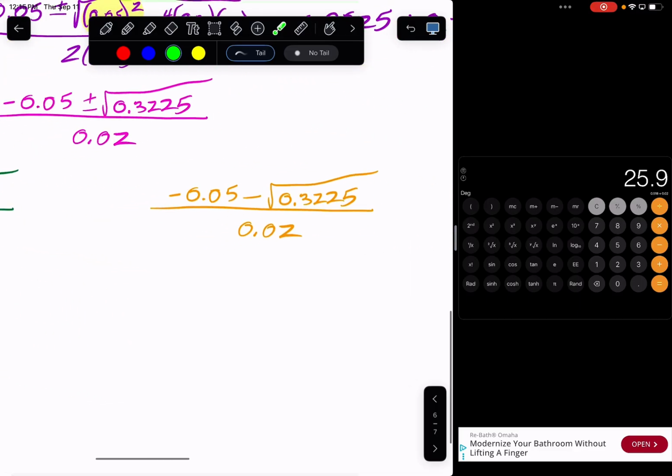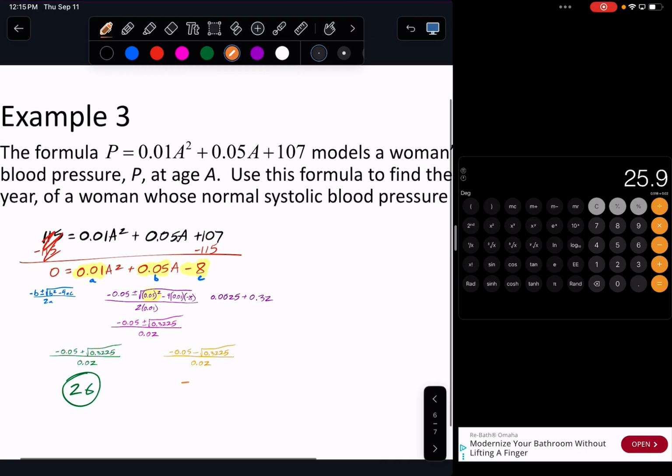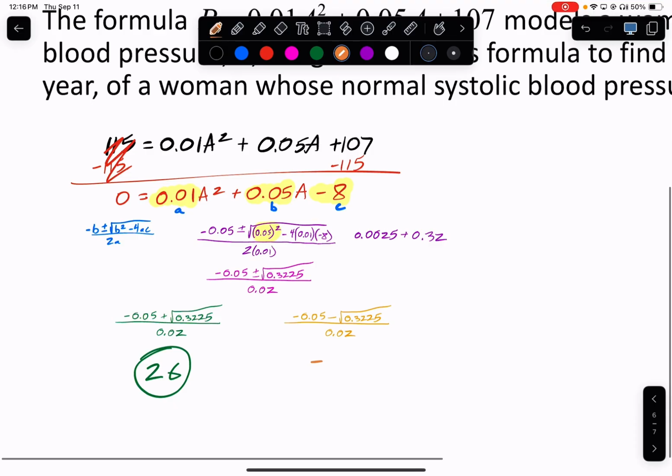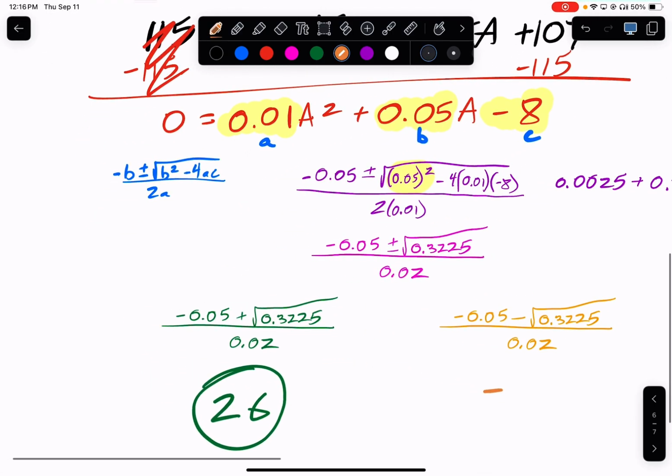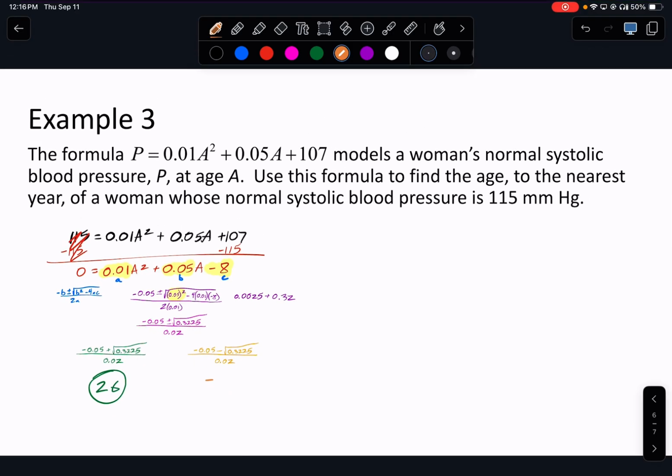Okay, the other one, here's my point. We get a negative number, right? For the other one, we get negative something. Is it the same number? No, it's negative something. But in terms of this problem, does negative something make sense? No, it doesn't make sense because we're talking about age. So the only correct answer is 26. It would have to be 26 years old. So at 26 years old, we would expect the normal systolic blood pressure of a woman to be 115.